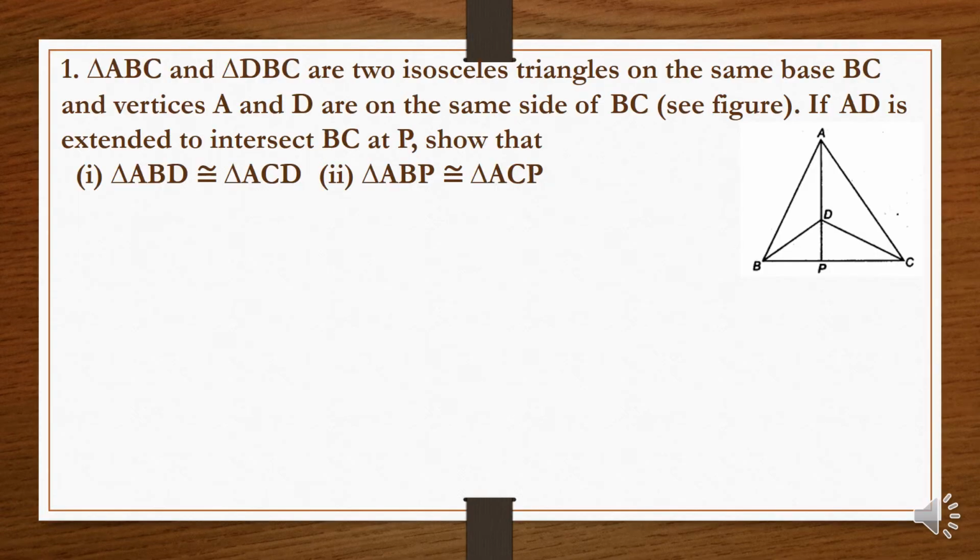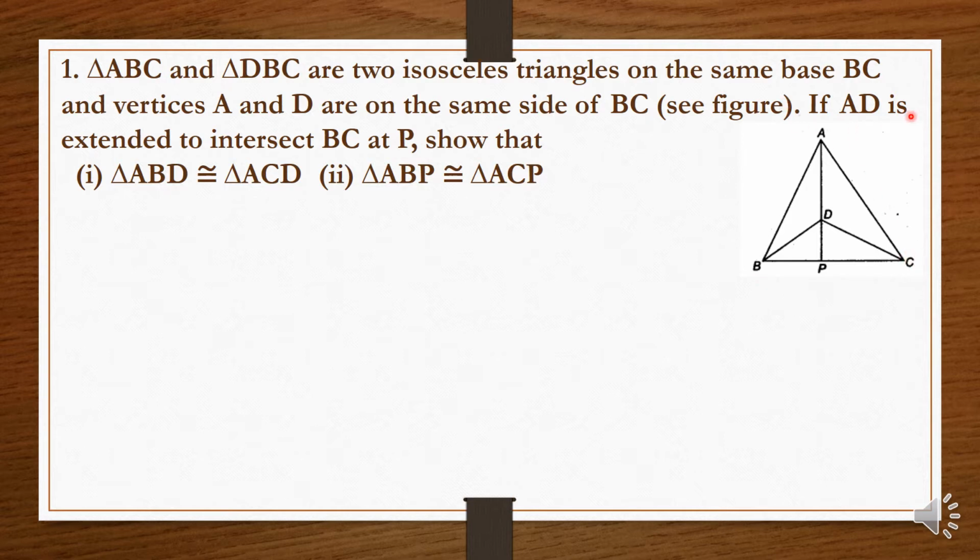Question number 1. Triangle ABC and triangle DBC are two isosceles triangles on the same base BC, and vertices A and D are on the same side of BC. So let's check the diagram. In triangle ABC, we have the triangle ABC here, this large one, and DBC is right here. Okay, so these two triangles are isosceles. That means that AB is equal to AC and DB is equal to DC.